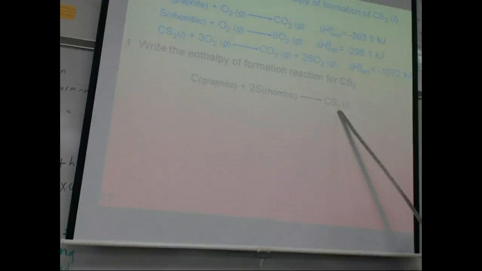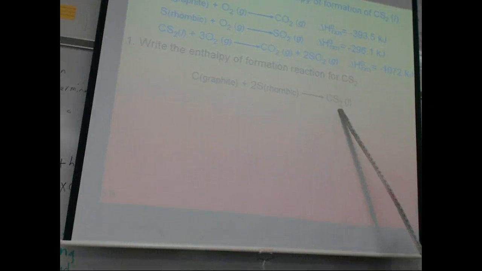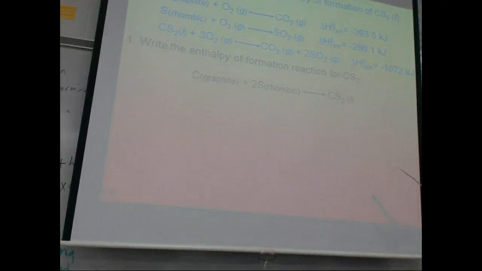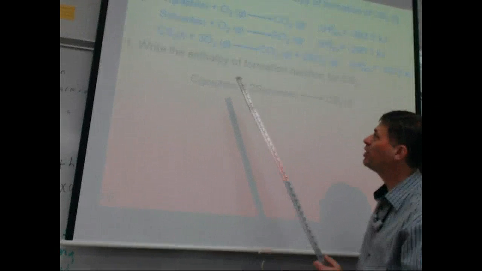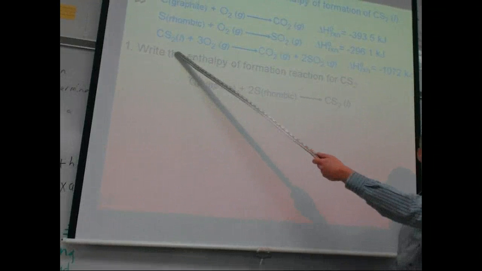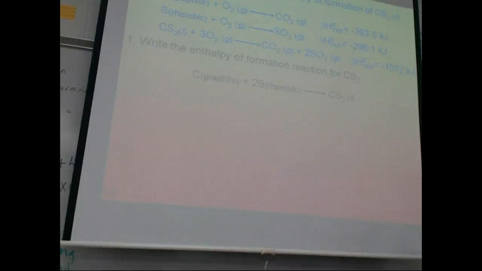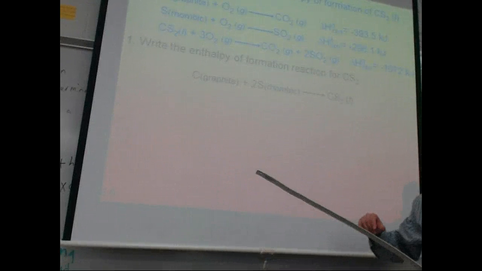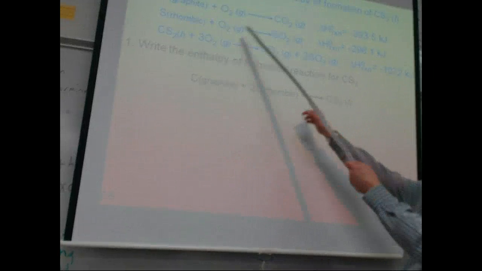We need CS2 as a product. None of these have CS2 as a product, do they? That's no bueno, but we can fix it. We can work around it. Here we have CS2 as a reactant. So we're going to flip that. There's no law against it. We are allowed to flip it. So we're going to flip that one.